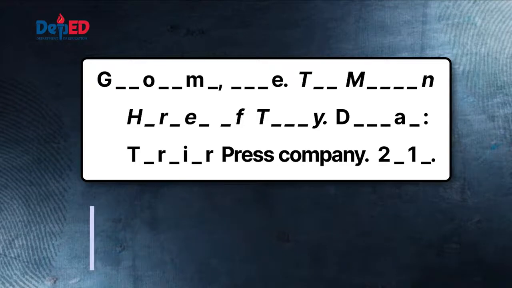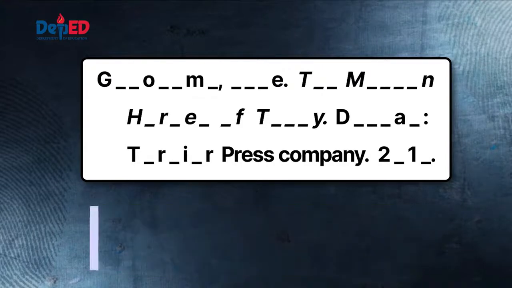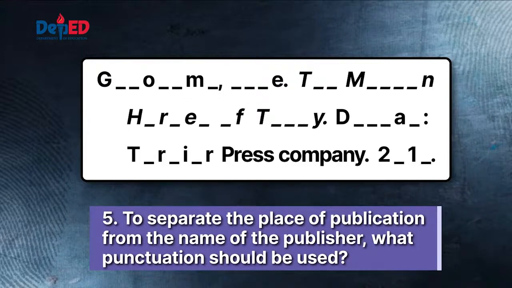Question number 4. Which lines of the bibliography were indentions applied to? And question number 5. To separate the place of publication from the name of the publisher, what punctuation should be used?